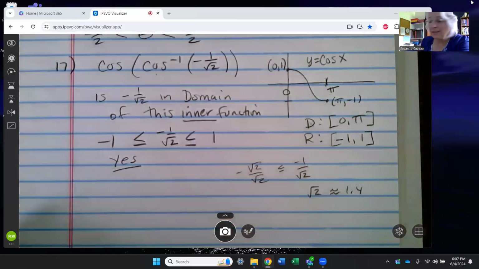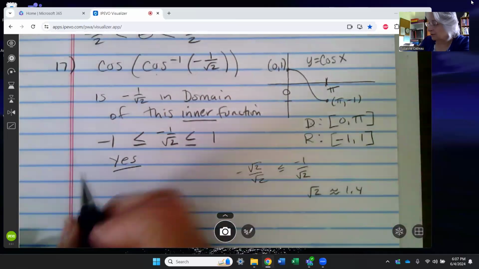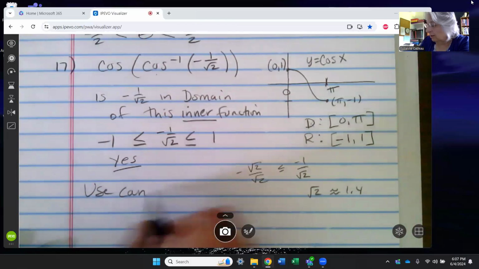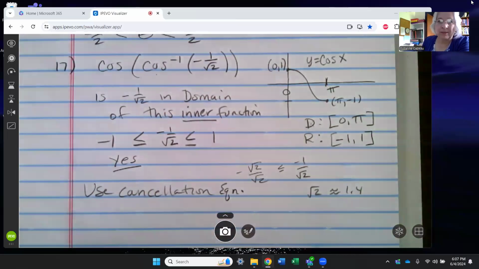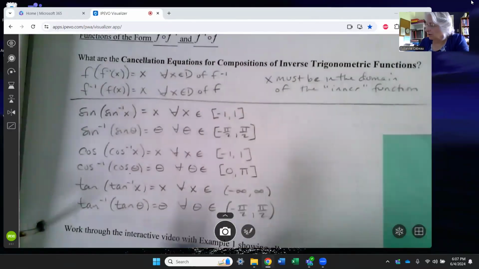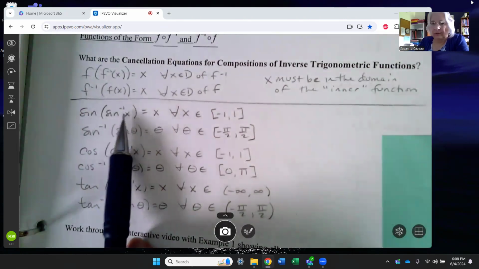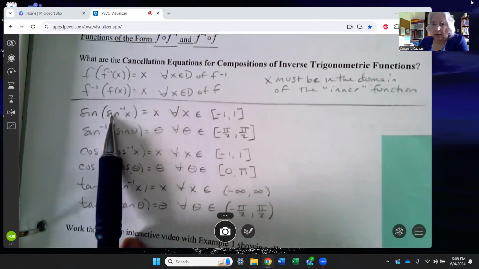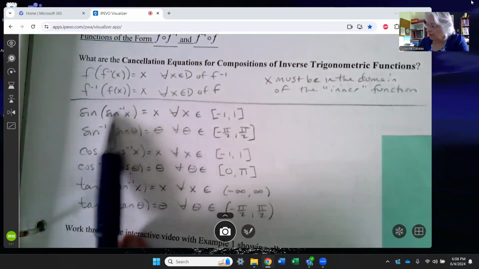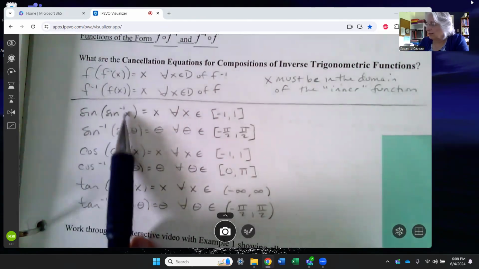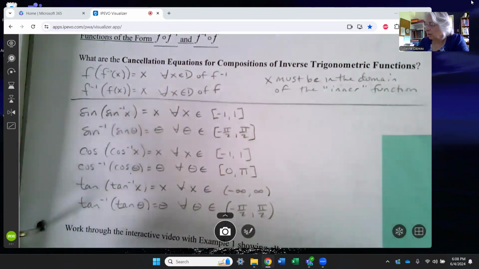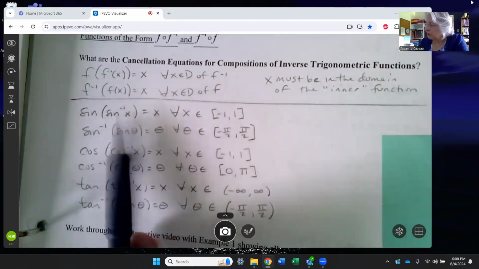So what that means is that you can use the cancellation equations. And that means you could just pop that guy right out. So these are the cancellation equations. Let me just show you what they are. If this is in the domain of this function, and these two are inverse functions of each other, then this comes right back out. This becomes the x. We just bring it right out.